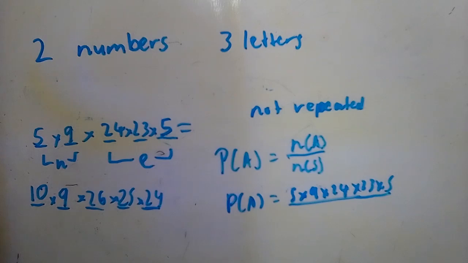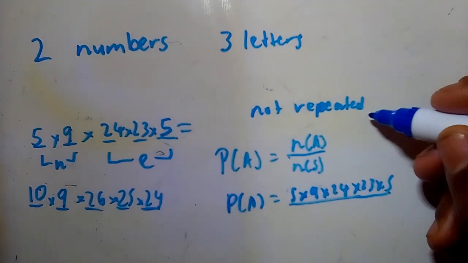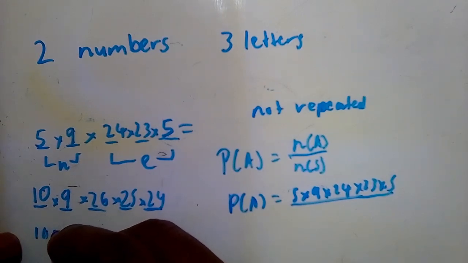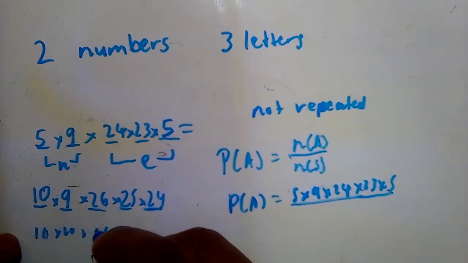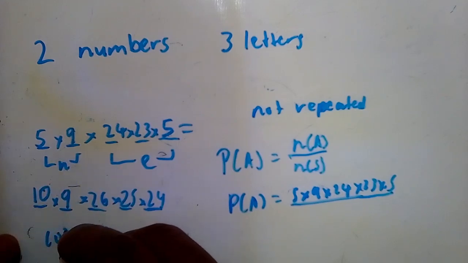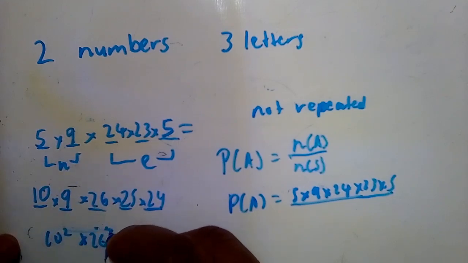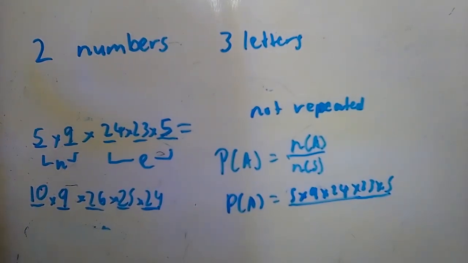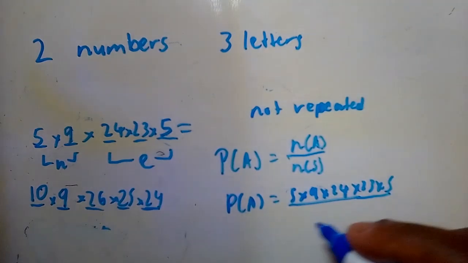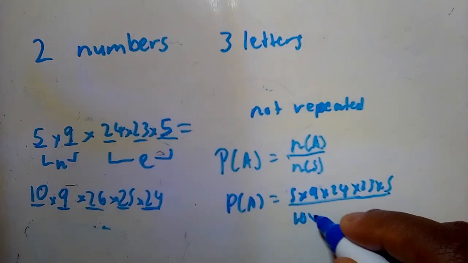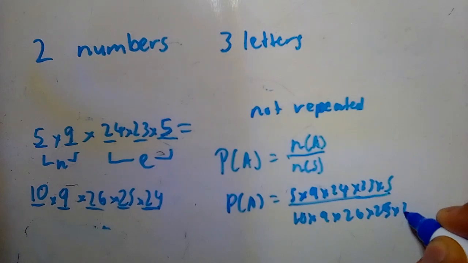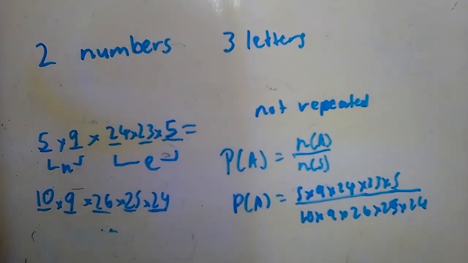So the total when there are no restrictions depends on whether it's repeated or not repeated. If it was allowed to be repeated, the total when there were no restrictions would have been 10 times 10 times 26 times 26 times 26. So eventually it would have been 10 squared times 26 cubed, right? So that is how it is. When you talk about the total when there are no restrictions, you have to consider whether it's going to be repeated or not repeated. So here, since it's not allowed to be repeated, we have to take this. So this is going to be 10 times 9 times 26 times 25 and finally times 24. And the answer to this is the probability.